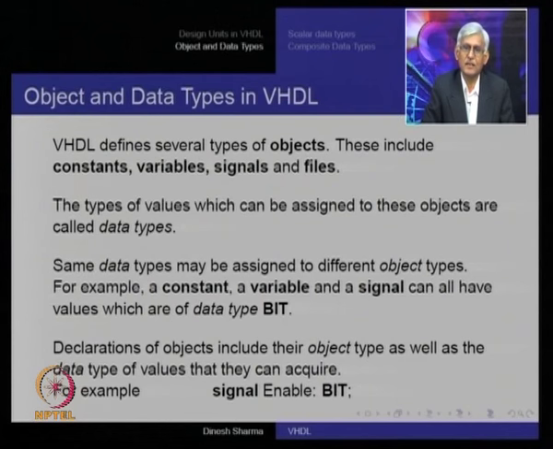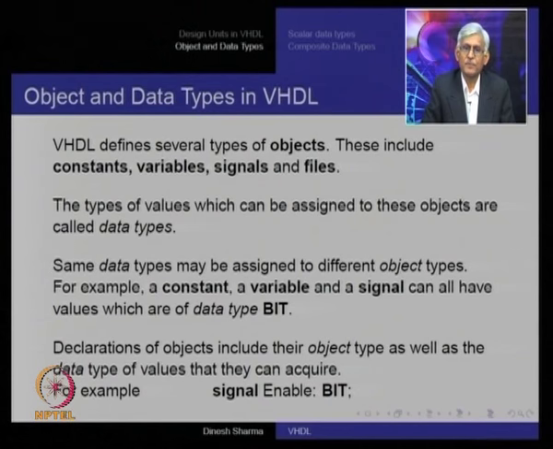And finally, a signal which is actually the kind of object that we have been talking about in our tutorial and so on. So, that signal can also be of a data type bit. So, make a distinction between object types and data types. Object types can be constants, variables, signals and files, and then there are a few others. And one or more of them can use different data types.